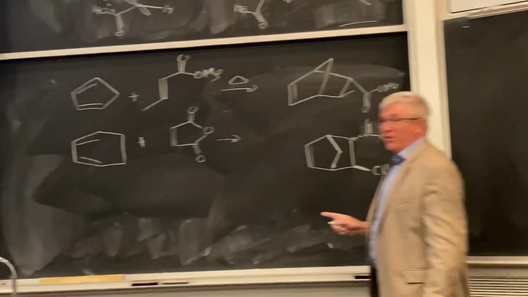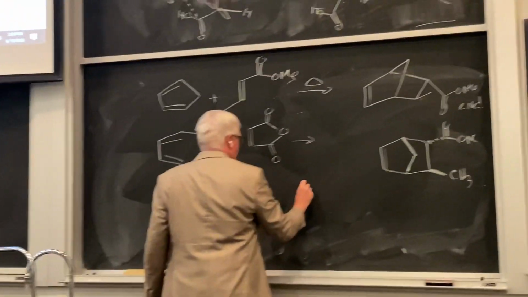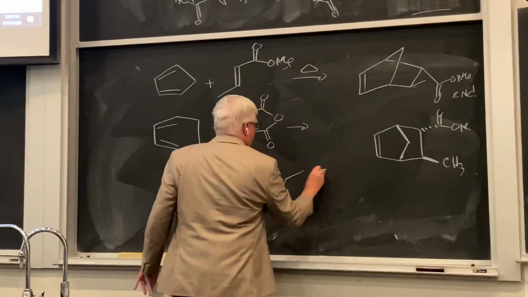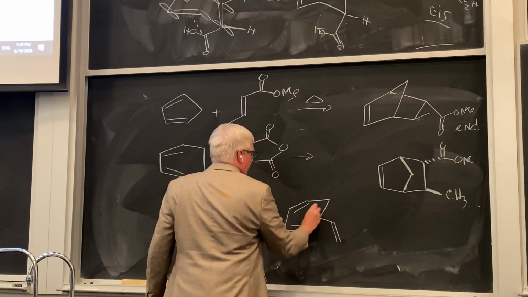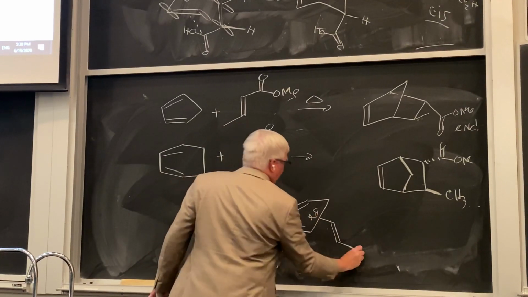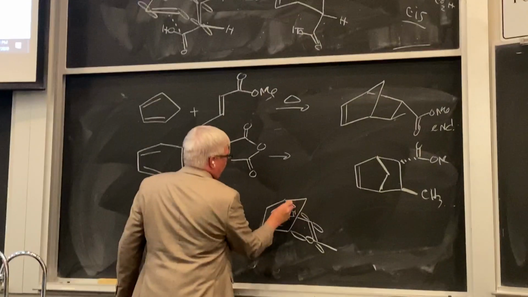And you can draw the transition state for it. Let's see, you'd have this, and you'd have the ester down underneath here. You have the methyl group there, and then you go ahead and react these pi bonds.